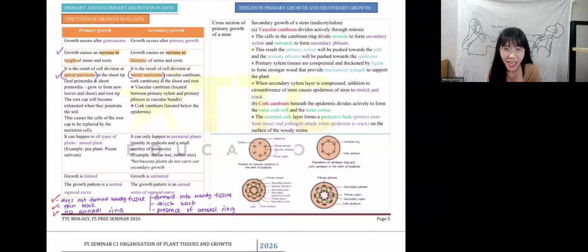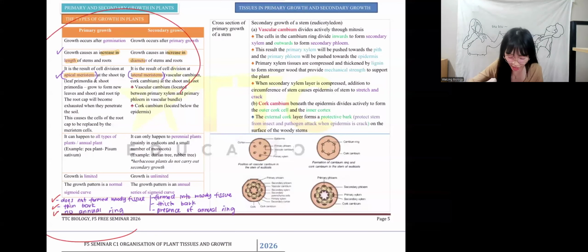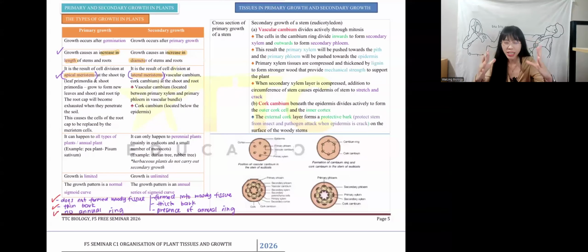Okay, next question. Tissue in primary group and secondary group. As I mentioned, these are the characteristics already, right? These are the things that you can write in your exam. And then we're going to learn how primary actually forms into secondary. Only woody plants carry out secondary growth. It occurs in the stem and also in the root. But I didn't show you root because root is not commonly asked in exam. Stem is very commonly asked in exam.